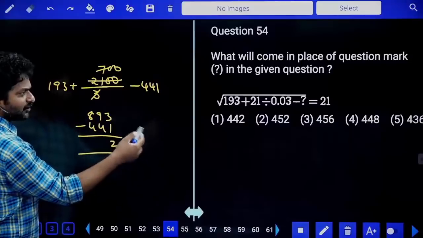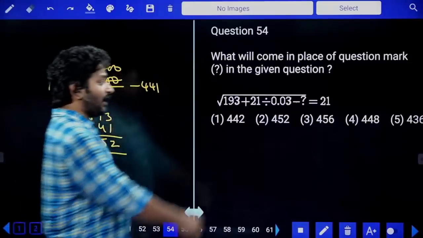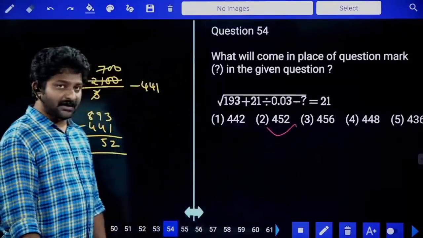Answer must end with 2. Yes, multiple options are there. Answer must end with 52 and there is only one. Second option is our final answer.